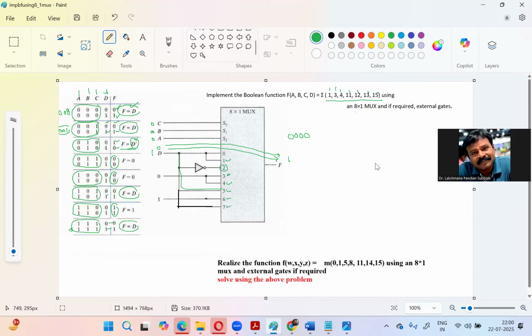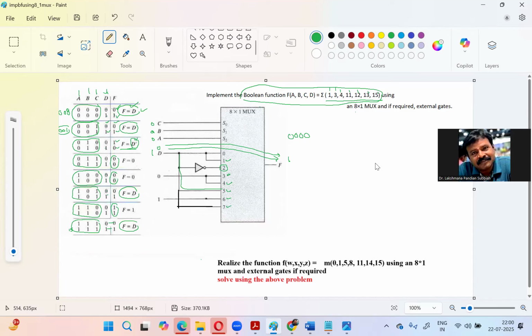Now the circuit is the implementation of this Boolean function through an 8x1 multiplexer. The function F depends on either D, D dash, 0 or 1.